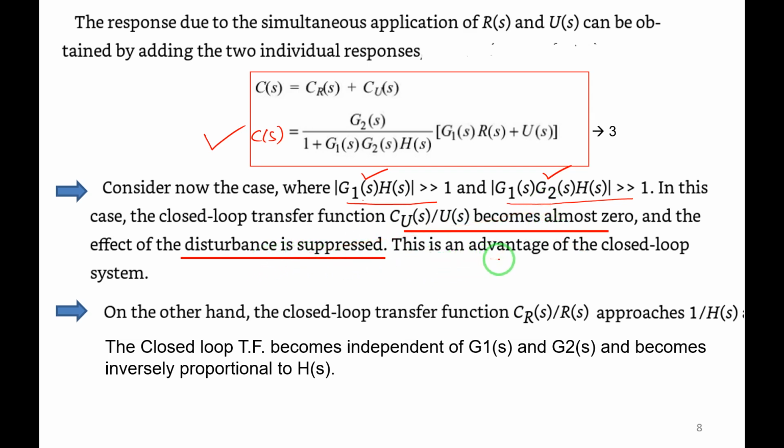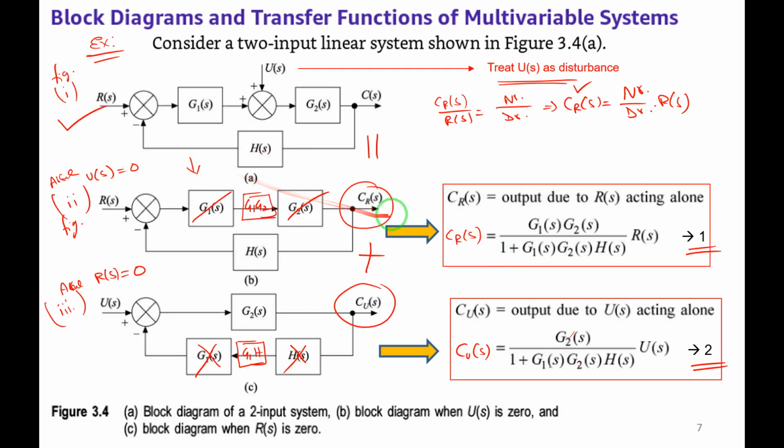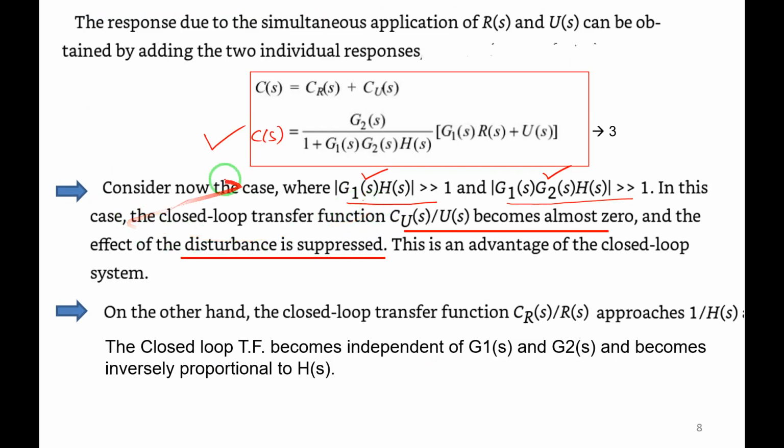This is the advantage of the closed loop system: the effect of the disturbance is reduced. And we have seen in the first chapter the differences between open loop and closed loop. The disturbance is less affected in the closed loop as compared to the open loop. The disturbance heavily affects the output of the open loop system, but in the closed loop system the effect of disturbance is suppressed or reduced. This we have proved here. This is case 1.